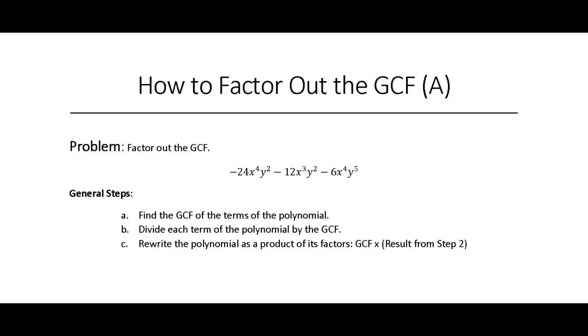How to factor out the GCF. Example A. Factor out the GCF. We are given the polynomial negative 24x to the fourth y to the second minus 12x to the third y to the second minus 6x to the fourth y to the fifth. We're first going to find the GCF of the terms of this polynomial.